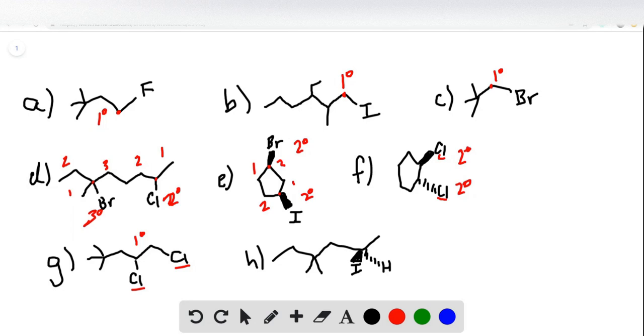This chlorine right here is attached to 2 alkyl groups, so it's secondary. In H, there's only one iodine, and it's attached to 2 alkyl groups, so it's secondary.